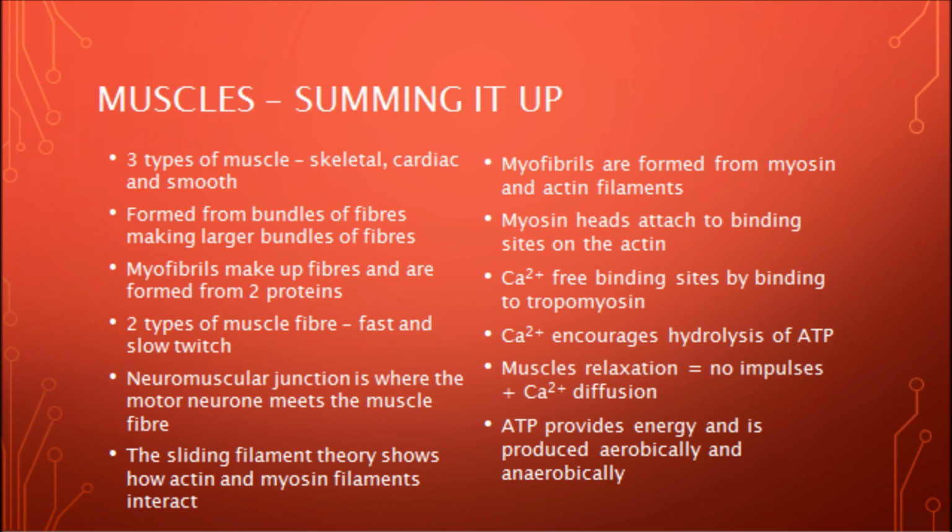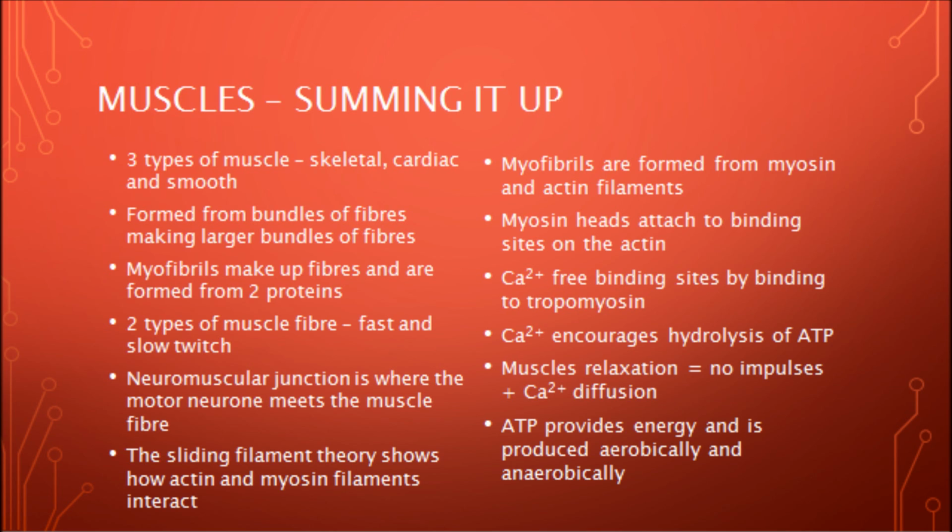So, to sum up, there are three types of muscles: skeletal, which is conscious contraction, and cardiac and smooth, which have involuntary contractions. The fibers are formed from bundles of tiny fibers called myofibrils, which are then grouped into slightly larger groups. The myofibrils are formed from two proteins, myosin and actin. There are two types of fiber known as fast-twitch fibers, which use anaerobic respiration to regenerate ATP, and slow-twitch fibers, which use aerobic respiration to produce ATP.